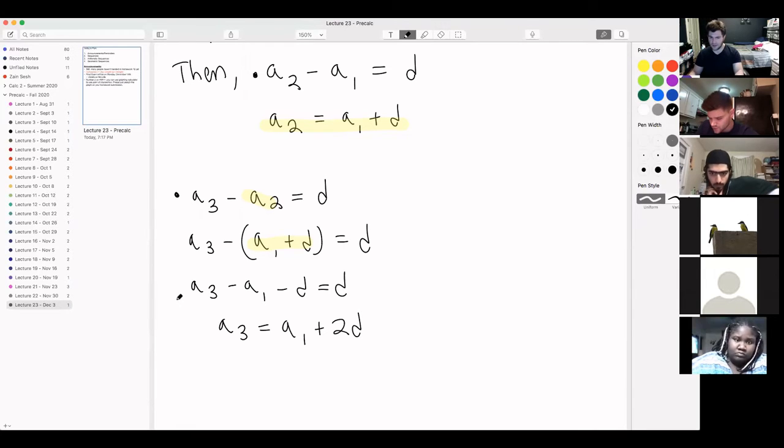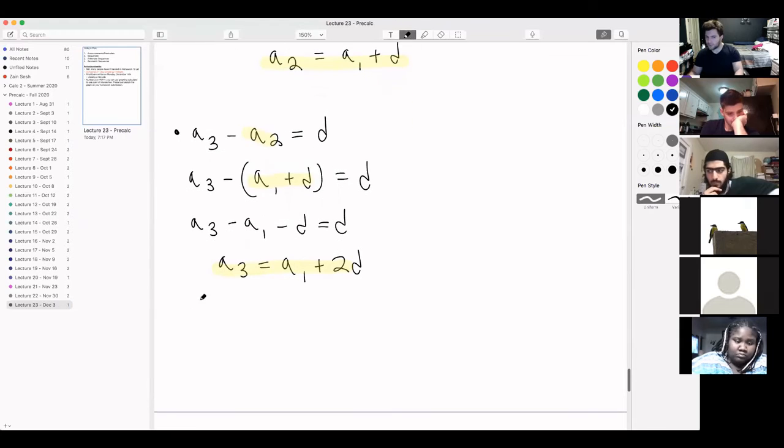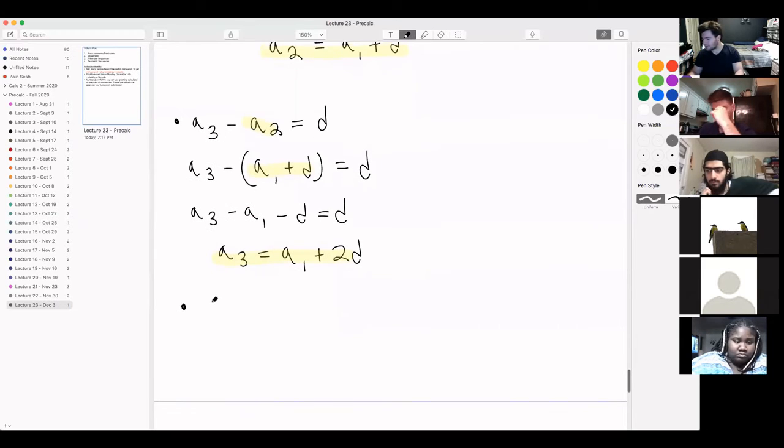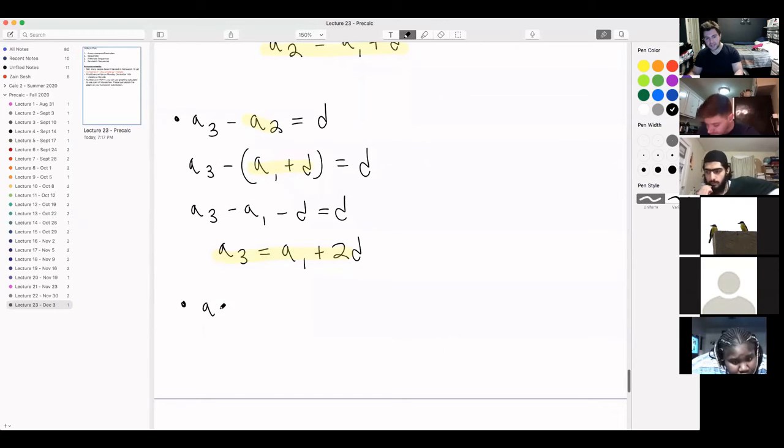Just verify that. If I solve this for a3, I do get that. So we have an explicit formula for a3. Let's do one more, and then maybe you will see the general pattern. Let's do a sub 4 minus a sub 3.